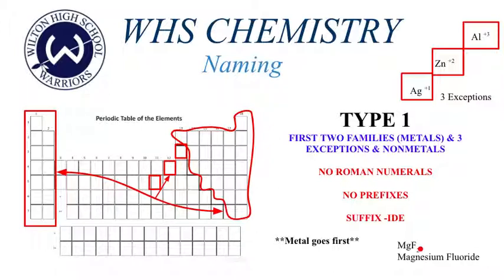An example of this would be MgF2, so magnesium fluoride. Notice how magnesium is the metal, and magnesium is right here on the periodic table. So it is a metal in the second family, and it is bonded with fluorine, which is over here, and it's a nonmetal, so it fits those two requirements. So we name it without Roman numerals and with no prefixes.